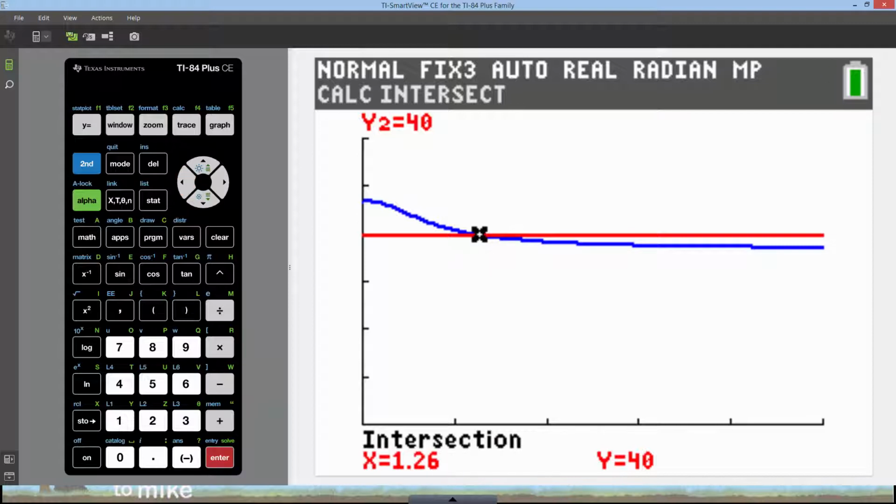Let's hit enter. So notice we get 1.26, which is fine. So notice the body temperature is above 40 to the left of 1.26. I wanna draw on that. I guess I can't draw on it. Oh well.